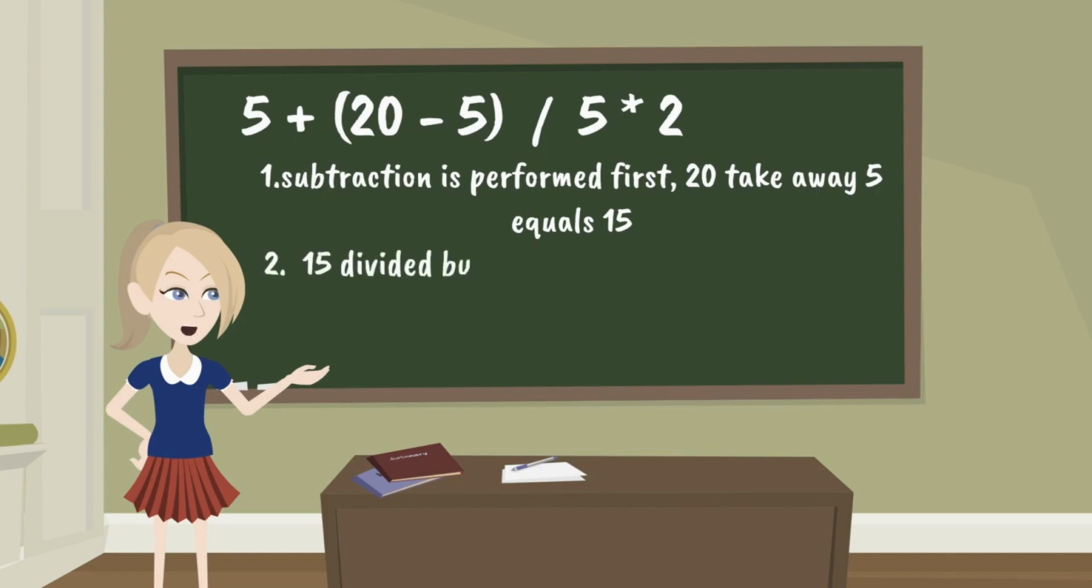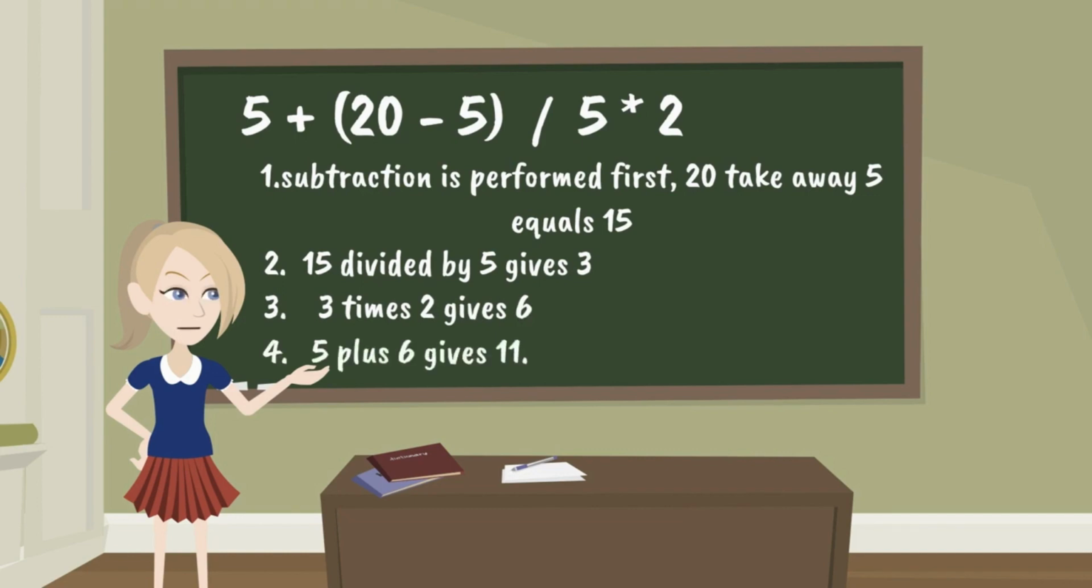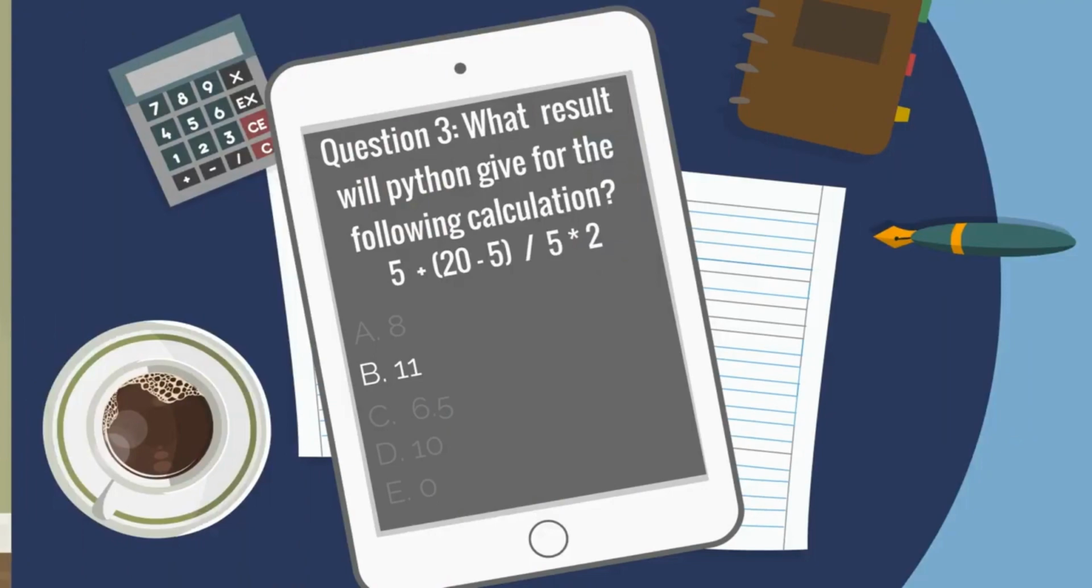15 divided by 5 gives 3. Then multiplication is done, so 3 times 2 gives 6. Finally, it's time for addition. So 5 plus 6 gives 11. The answer is B, 11.